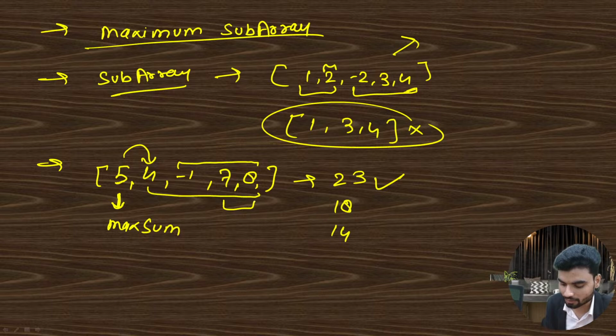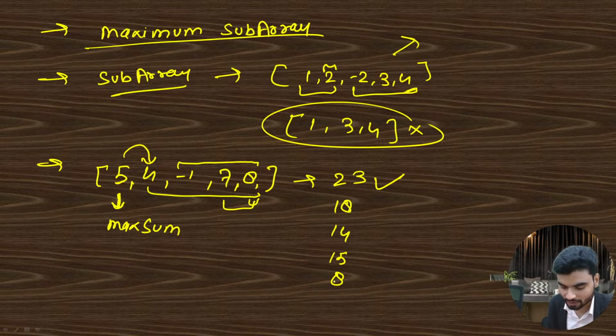Again, I'll take this one. So now this becomes what? 8 and 7 is 15. Again, I'll take the 8 itself. Right? So these can be the possible subarrays. Yes or no? Now what else can be possible?